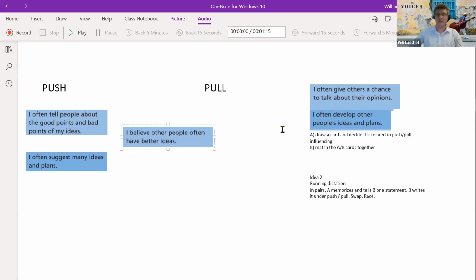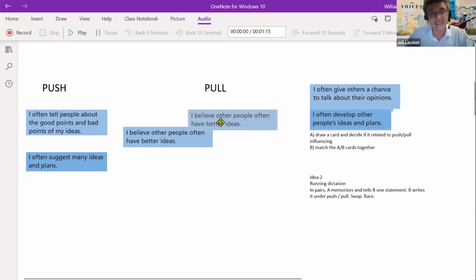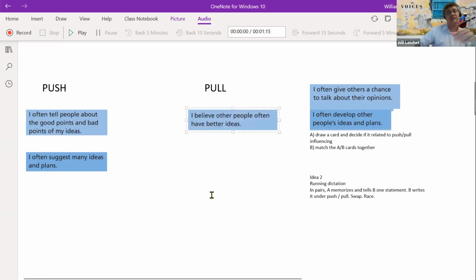Okay, so most of you are putting pull here. Why is it pull? Because it's talking about being considerate. Right, it's talking about other people's ideas. So this is related to pull influencing because it means that you're going to get those ideas from other people. You're going to ask them for their ideas. This is pull influencing, right?